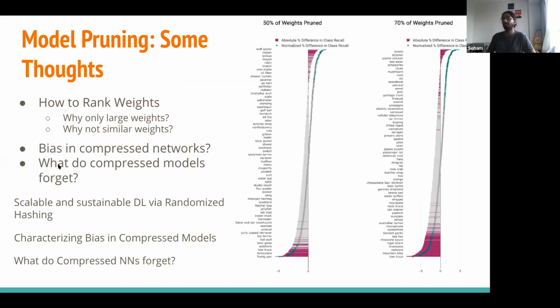And finally, what do these compressed models forget? I know there's this really weird looking graph here, but basically this is on the ImageNet data set, and what this shows is when we have, let's say, 50% of our weights pruned, the accuracy is going to decrease, right? But there's actually a gain in the class recall for some of the classes, like wolf spider. There's a gain, but there's a drop in some other classes, like frying pan.